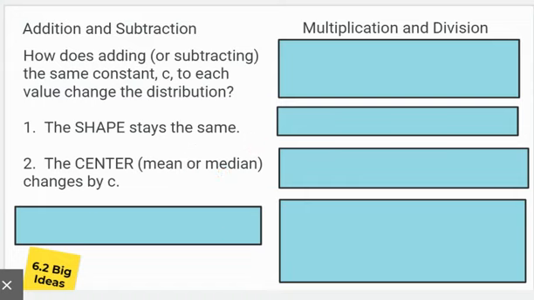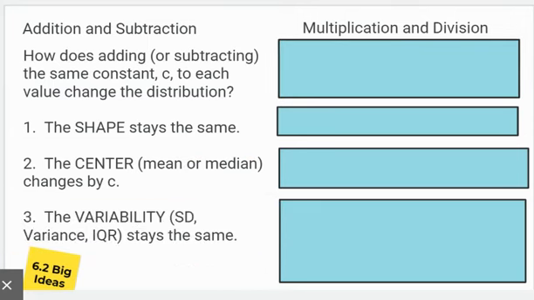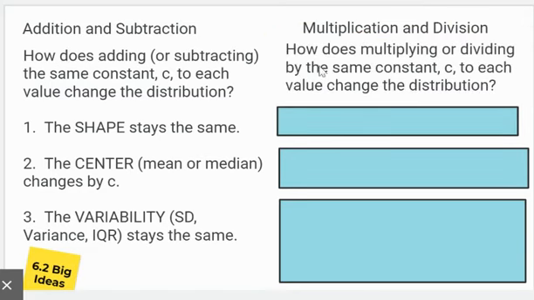Same thing for subtraction. So we've talked about the shape and the center. What about the variability? Well, variability does not change at all. It stays the same when you are adding or subtracting a constant to every value in your distribution. So what about when we are multiplying or dividing all the values? So we come to that question. How does multiplying or dividing by the same constant to each value in your distribution change that distribution? Well, let's start off with the shape.